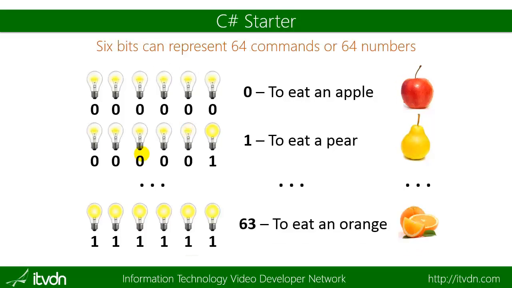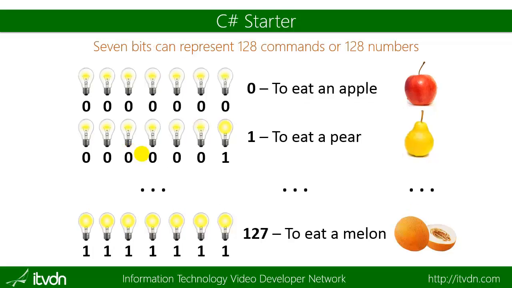Adding one bulb, we have 64 commands. You can see that by just adding one bulb, you have doubled the number of commands you can have. If we add one more bulb to this scenario, we'll have 128 commands, exactly the double of 64 commands that we have on this 6-bit screen. Here we have 128 commands and the same principle.